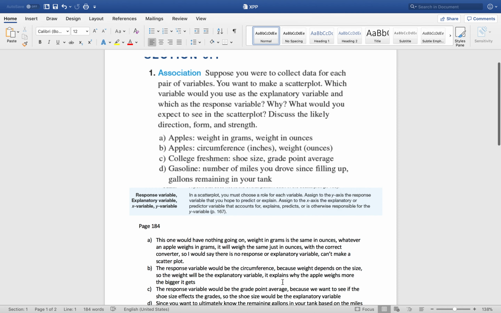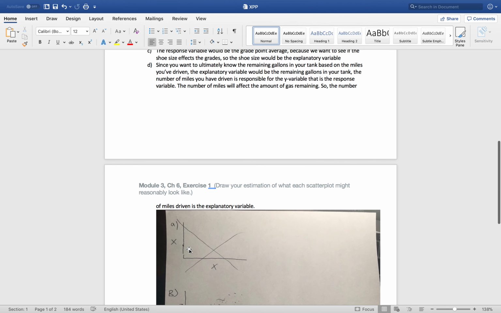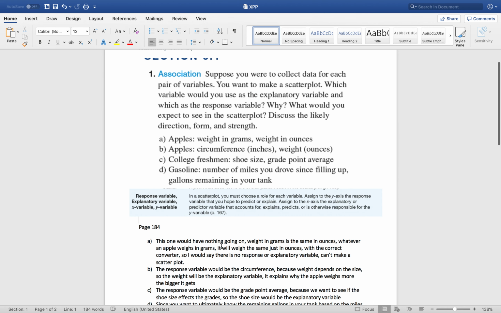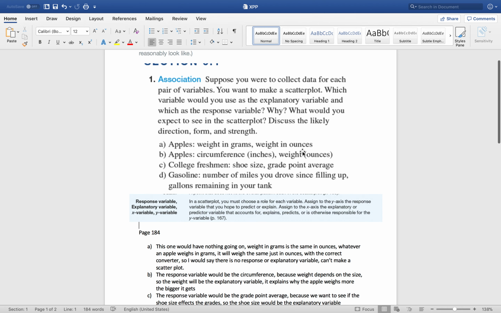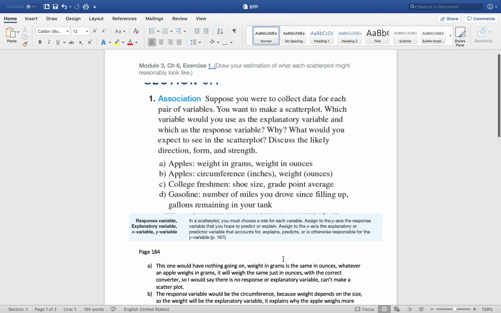And let me show you the graph now. And so for A, I couldn't even put the explanatory or response because weight in grams and weight in ounces is just the same thing. So I said this one would have nothing going on. Whatever an apple weighs in grams, it will weigh the same in ounces with the correct conversion. So I would say there's no response or explanatory variable. It can't make a scatter plot. Okay, I hope that makes sense.